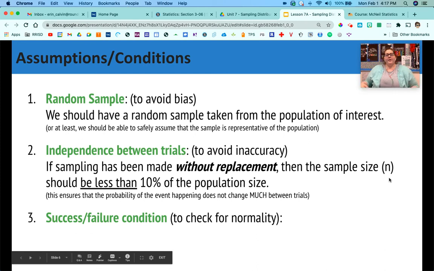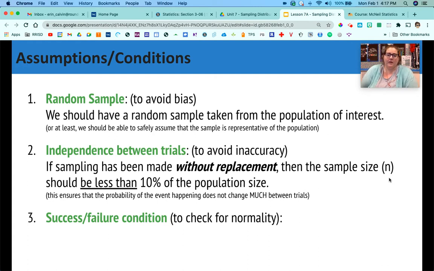And then our third one, and this is more of a condition, something you're checking as opposed to an assumption, which is something we assume. This is what we call the success failure condition, but basically this is the one that checks, is our distribution normal? Can we use a normal model to represent this sampling distribution for this situation?